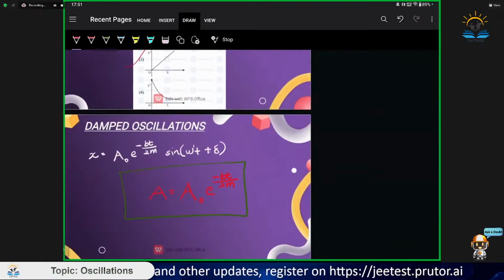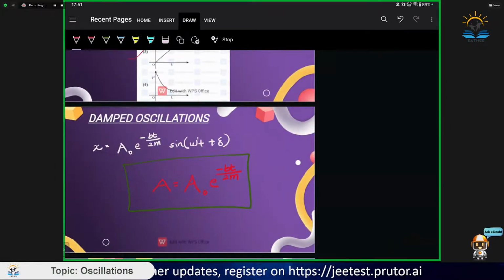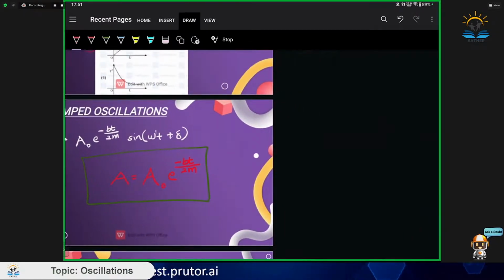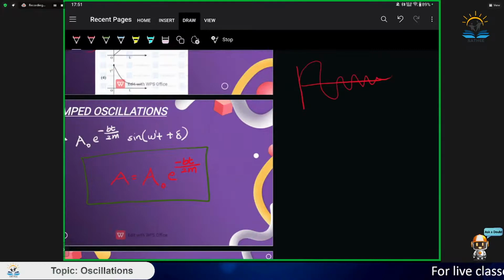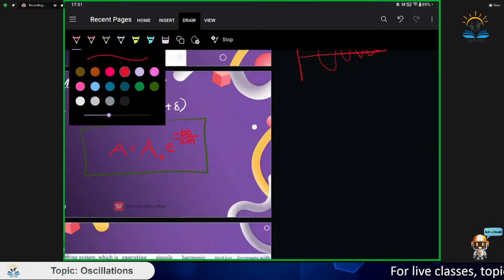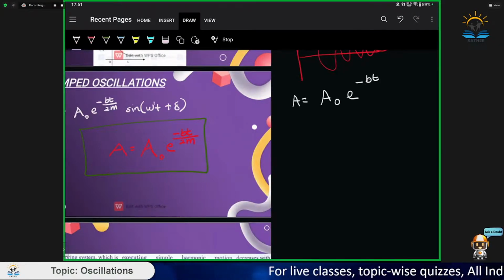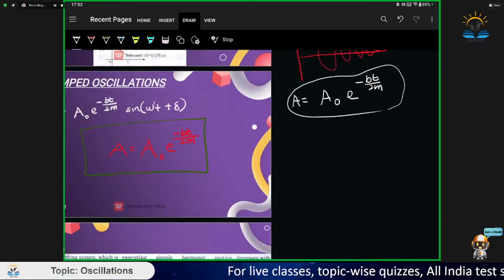Next, let's see what damped oscillation is. In damped oscillation, the displacement equation is x equal to A0 e raised to minus bt by 2m sine of omega dash t plus delta. Let's forget about that, just remember this equation. Amplitude will change in damped oscillation, it will be like this. So amplitude will change with respect to time. The equation of amplitude is A equal to A0 into e raised to minus bt divided by 2m.